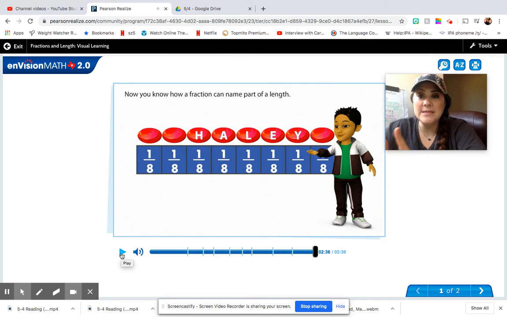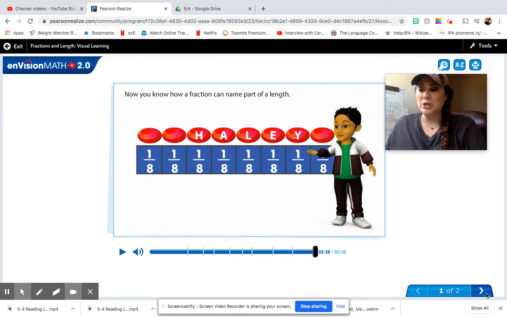Okay, and he said 8/8 of the length of the bracelet is red. What is 8/8 equivalent to? Remember, if your numerator and denominator are the same, it is equivalent to 1. So you would say 1 whole bracelet is red.